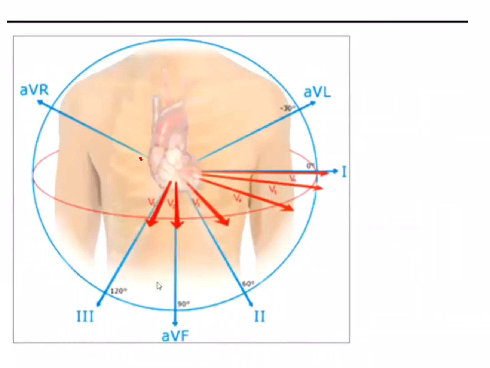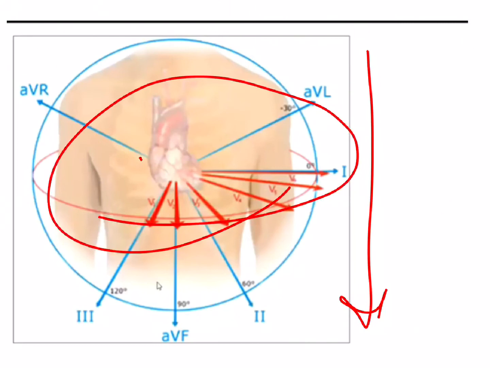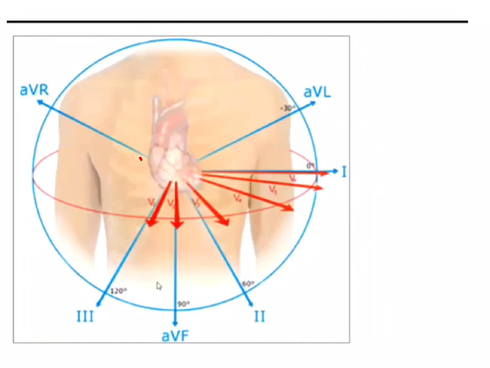So the precordial leads are placed in this horizontal plane, and this is the vertical plane. Lead 2, lead 3, AVF are inferior leads. Lead 1, AVL, V5, V6 are lateral leads. V1, V2 are septal leads. V3, V4 are anterior leads, and this is the AVR.